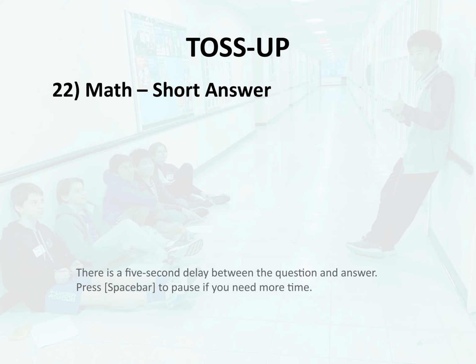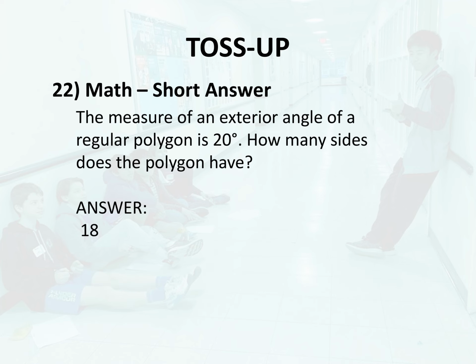Toss-up 22. Math, short answer. The measure of an exterior angle of a regular polygon is 20 degrees. How many sides does the polygon have? Answer 18.